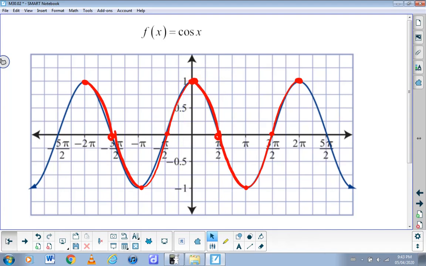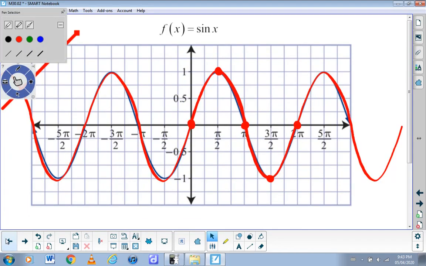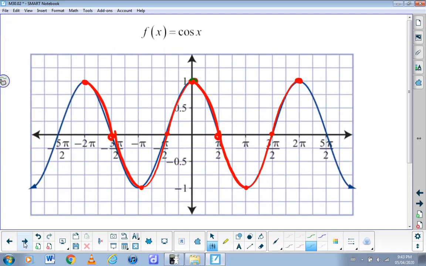So again, just to recap this point that I think is an important point. Starting at the beginning, sine goes up, down, down, up. Starting at the beginning, cosine goes down, down, up, up.